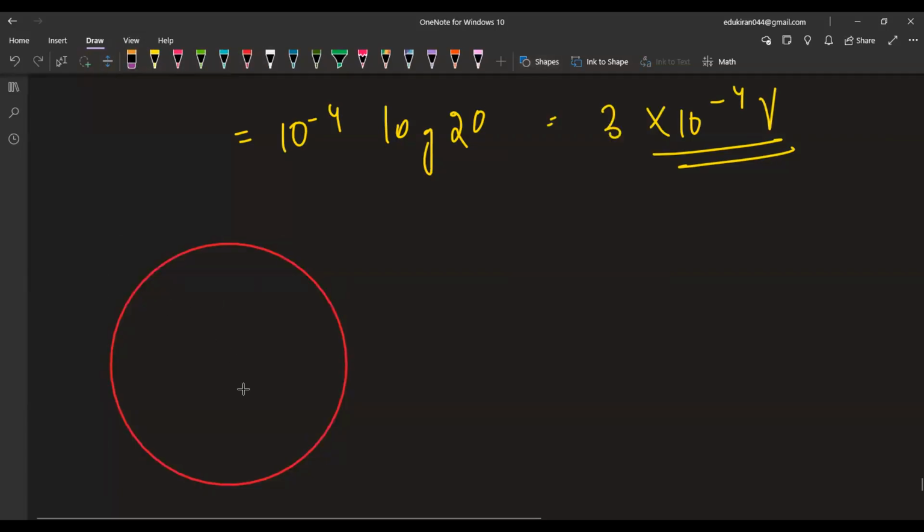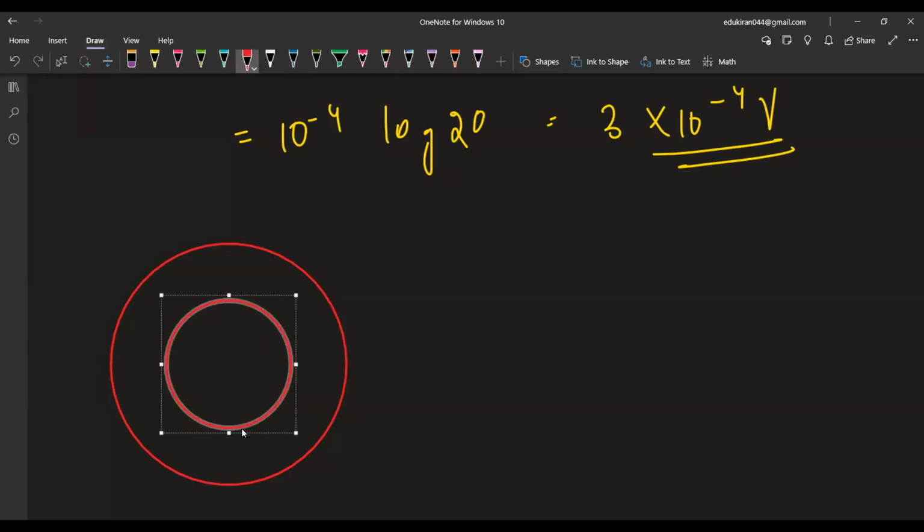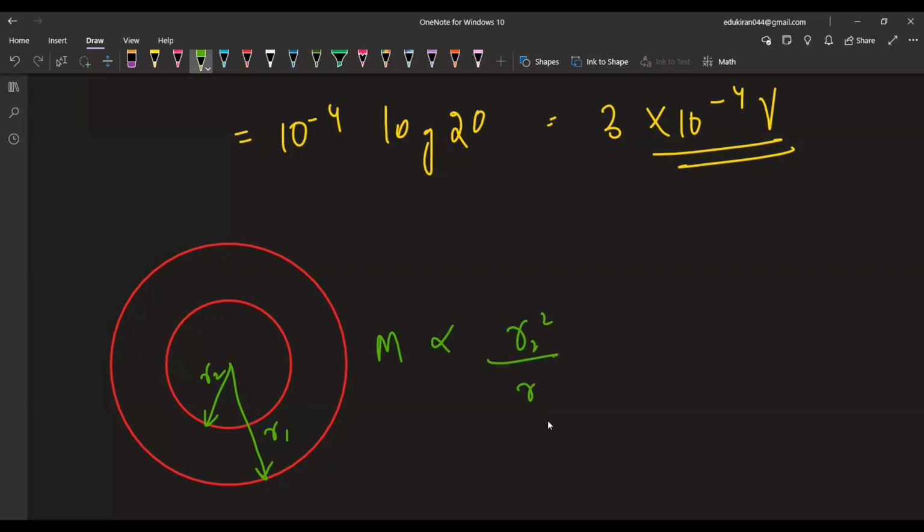like this is the case of a concentric circle, right? So two radii will be present. This is R1, this is R2, right? So remember, mutual inductance is directly proportional to R2 square by R1, where this is a condition that R1 has to be greater than R2. Fine, R1 has to be greater than R2.